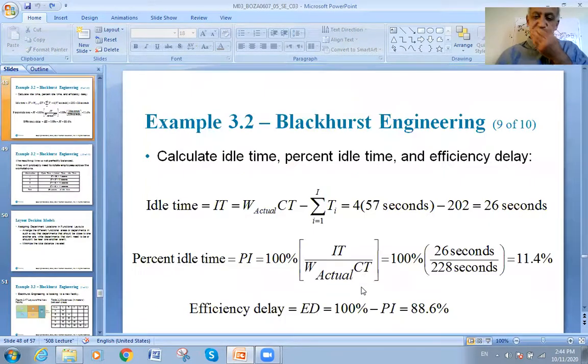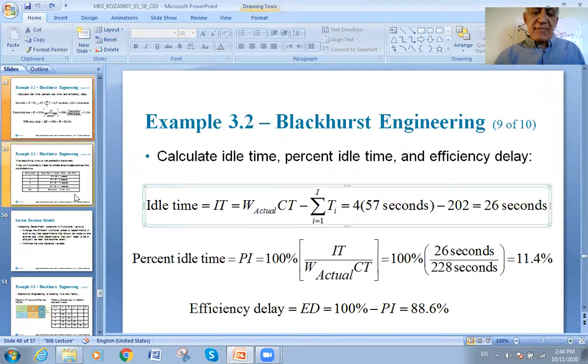Great. Now I want to calculate something called the idle time. We give it symbols, like the initials. I for idle, T for time, equals the number of working stations multiplied by CT actual, which means the longest stage, the stage which takes more seconds. We have 4 stages now. The longest one is 57 seconds.